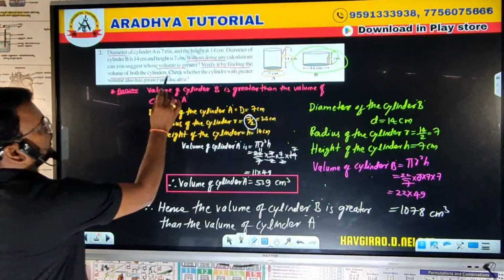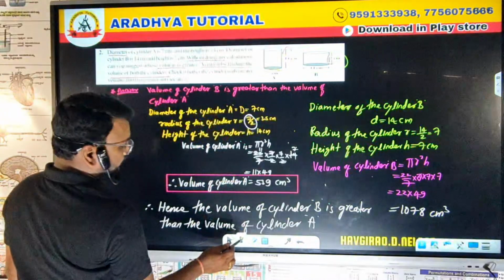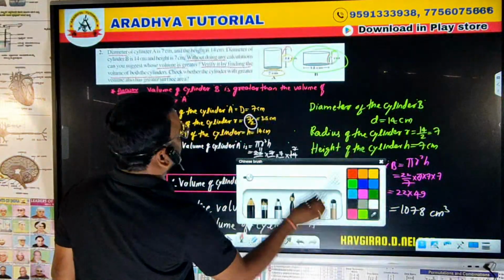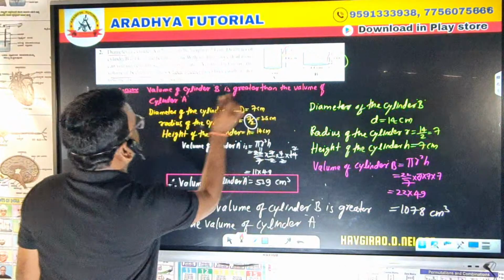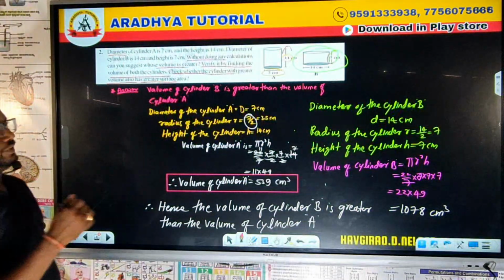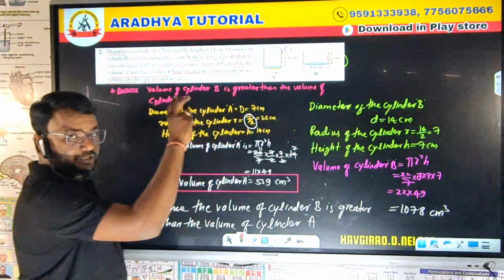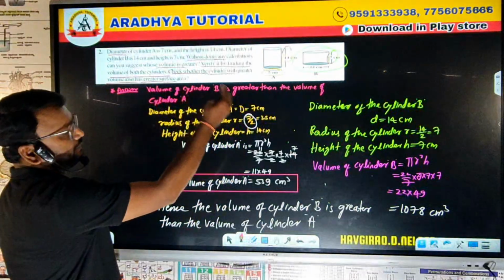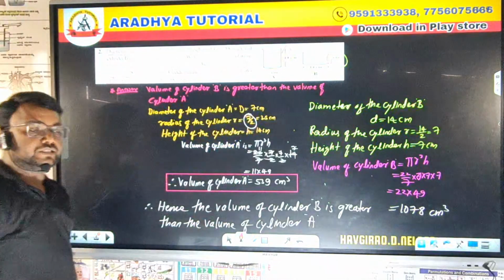Afterwards, we have to check whether the cylinder with the greater volume also has a greater surface area. Now we can find both the surface area of cylinder A and the surface area of cylinder B.